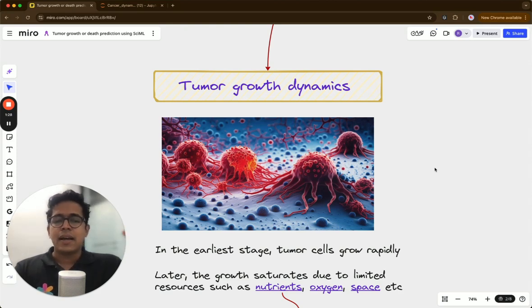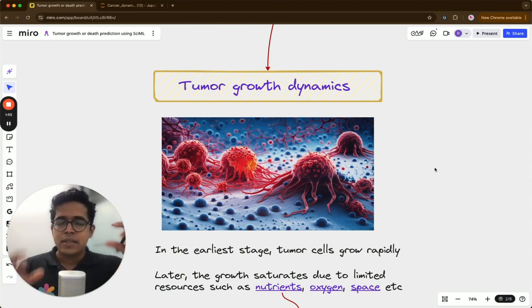But later, as the tumor grows in size, the rate of growth can reduce because there will be saturation due to lack of enough nutrient for all those cells in the tumor, because there is only so much nutrient available from the body, right? And just like our normal body cells, cancer cells also need energy to consume, to grow and split. So there will be lack of nutrients, lack of oxygen, and lack of actual physical space in that location for the tumor to grow.